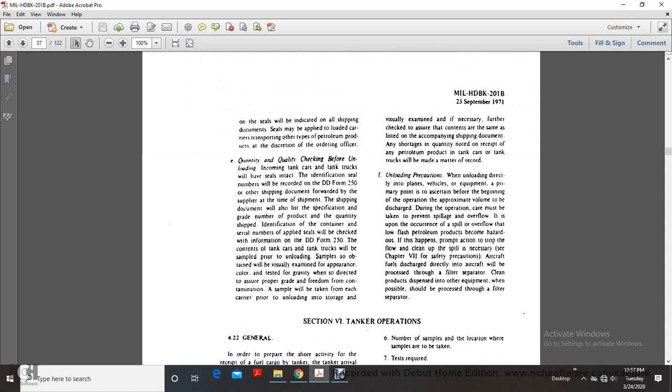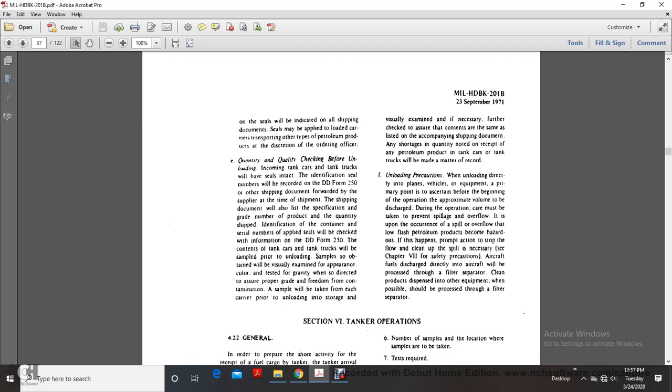All right. Quantity and quality check report. Quantity and quality check before unloading incoming tanker cars and tanker trucks. They will have the seal intact, with the identification seal number recorded on Department of Defense Form 250. Other shipping documents are forwarded to the supplier at the time of shipment. The shipping document lists the specification and grade number of the product, the quantity shipped, the identification of the container, and serial numbers applied with the seal, which will be checked against the bill of lading information from Department of Defense Form 250.